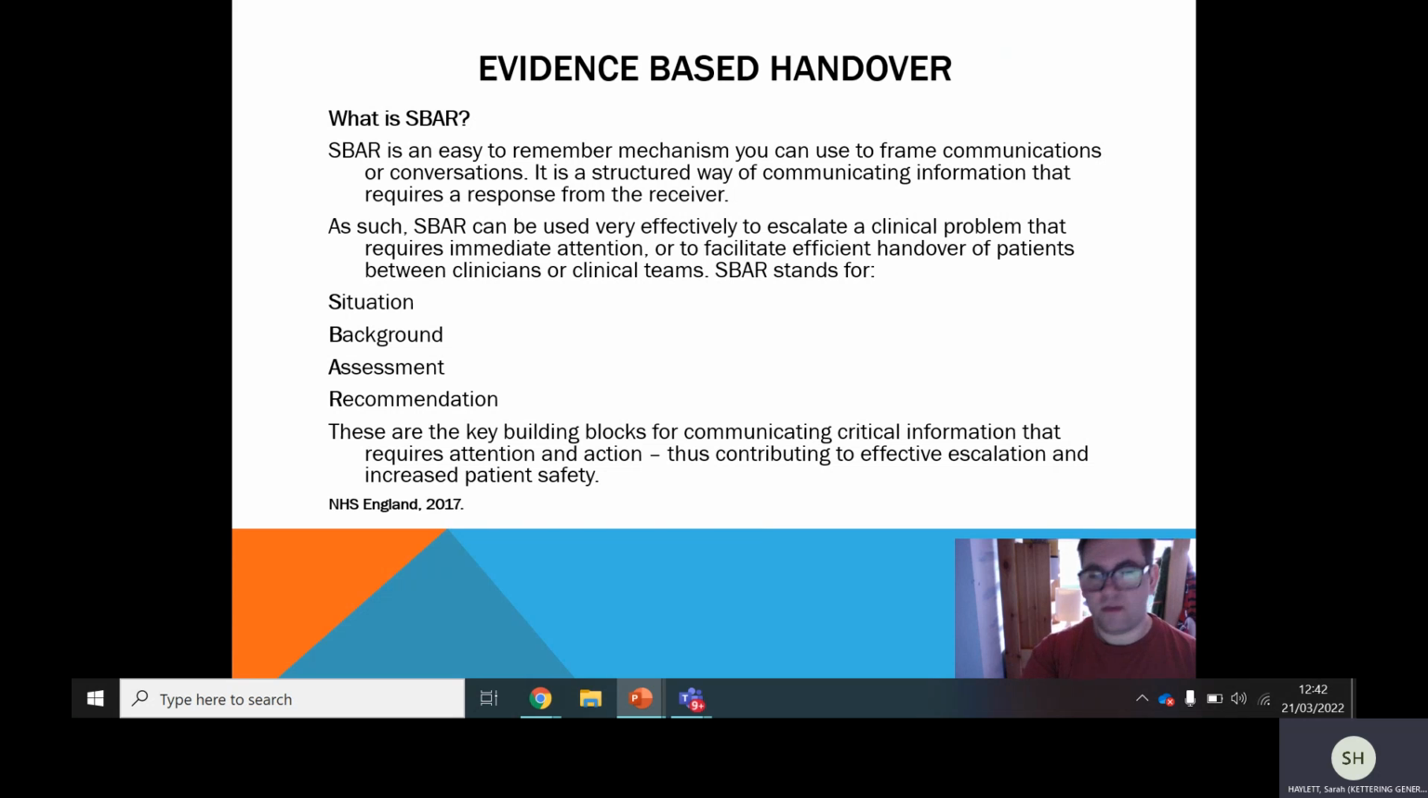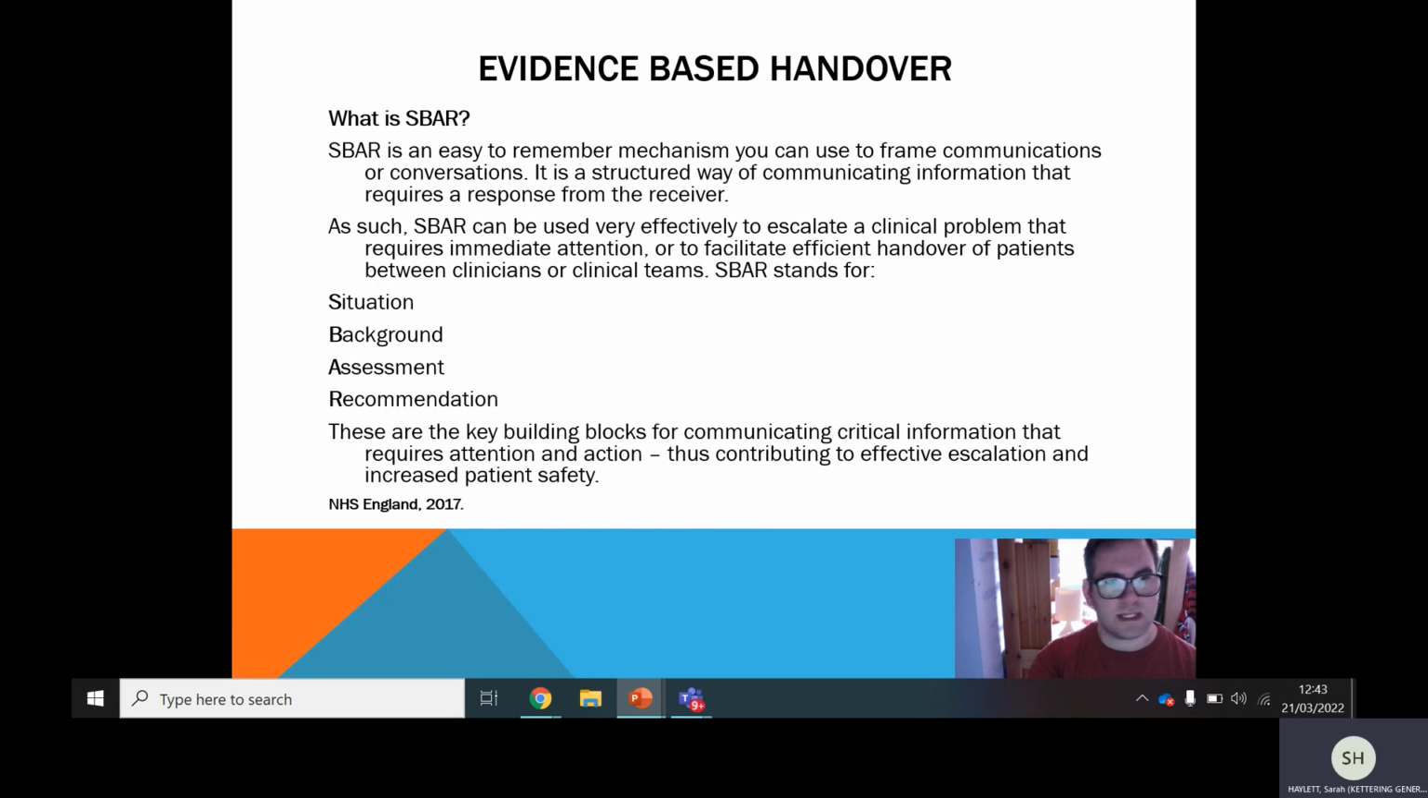So, evidence-based handovers. Hopefully everyone will know exactly to do an SBAR, because SBARs are really straightforward. So what is an SBAR? An SBAR is a very easy to remember mechanism you can use to frame communications. You can use it in handovers, in your communications by email, you can use it for all sorts of different things. Okay, so what does it stand for?